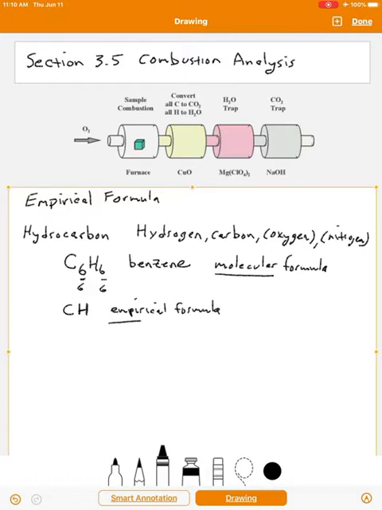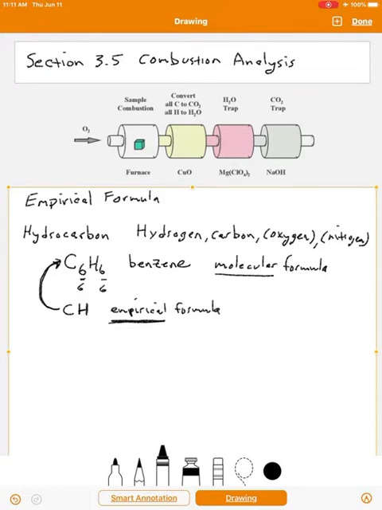Then there's the empirical formula, which just gives us the lowest possible ratio of the atoms of each element that are in the compound. Now, you might ask, what use is the empirical formula? It turns out the empirical formula is sometimes used to determine the molecular formula. If we have the empirical formula, there are ways to determine the molecular formula from it. So it's a stepping point, an intermediate step.